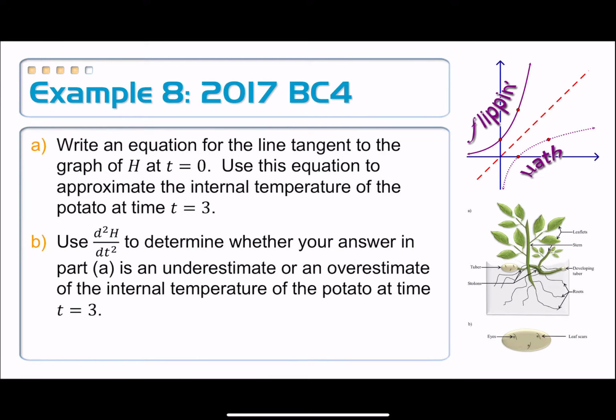Part A, write an equation for the line tangent to the graph of h at t equals 0. Should be easy. Tangent line is just point-slope form, right? Use this equation to approximate the internal temperature of the potato at time t equals 3. Part B. Use the second derivative of h to determine whether your answer in part A is an underestimate or an overestimate of the internal temperature of the potato at time t equals 3. All right, a little redundant, but that's okay.